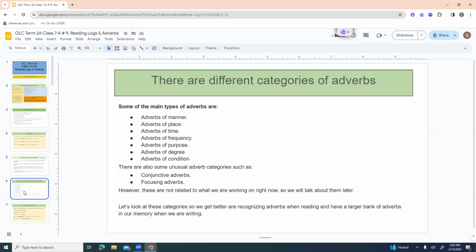All right. Just like in adjectives, there are different categories of adverbs, and they answer different questions. There can be adverbs of manner that describe how something happens, adverbs of place that tell you where or the direction or the location that something happens, adverbs of time and duration, adverbs of frequency that tell you how often something happens, adverbs of purpose that describe the reasons for things, adverbs of degree or extent, and adverbs of conditions. Conditions are like limitations, like if this happens, then this. There are also a couple of unusual adverb categories, such as conjunctive adverbs and focusing adverbs. We're not really going to go into those right now because they are a bit fussy. But we're looking at these categories so we get better at recognizing adverbs while we're reading, and also so that we have a larger bank of adverbs in our memory when we're writing.